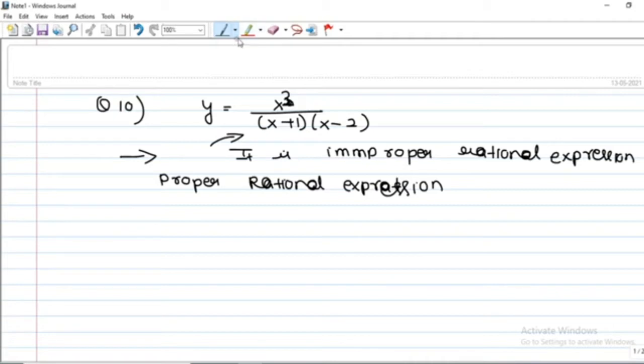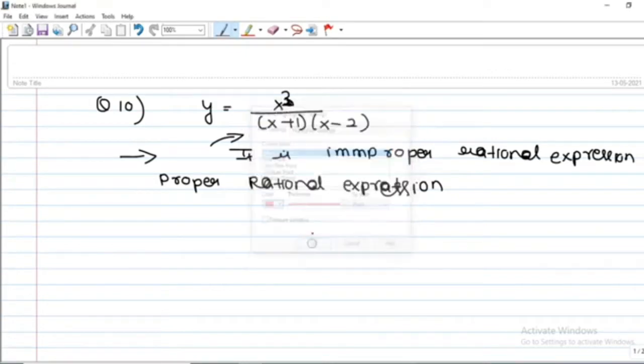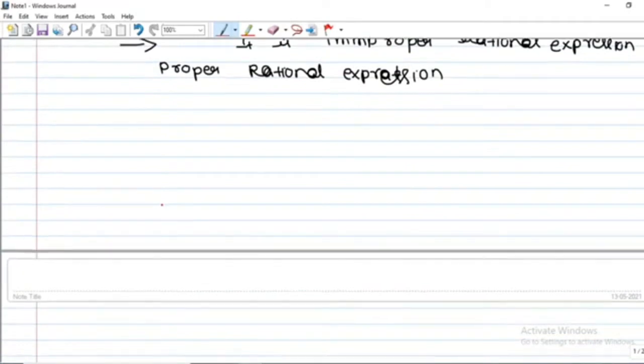So let me get a different color pen so that it can be more effective. Now we will divide this by that number. Let's just modify the things. If we multiply x plus 1 into x minus 2, what do we get? We get x square minus x minus 2.